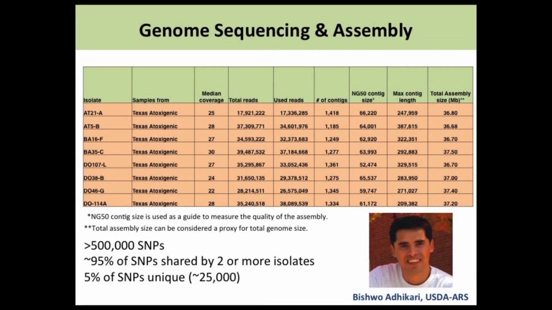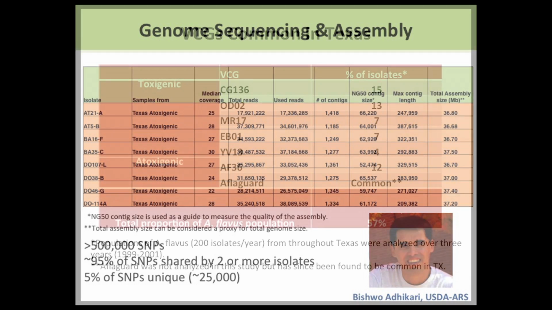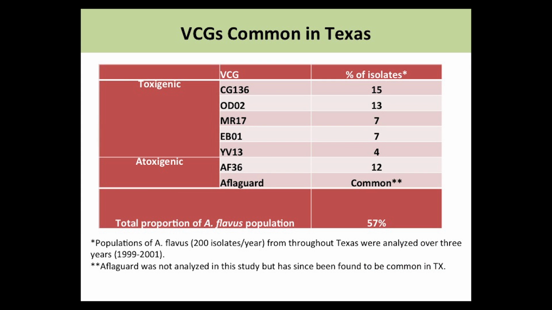However, a lot of these isolates are closely related, and it's really difficult to find unique SNPs that can be used to track and quantify these isolates. And so, in conjunction with another project, one of the postdocs in Dr. Cuddy's lab did whole genome sequencing of all of our target atoxigenic isolates, along with those other common VCGs I showed in the previous slide.